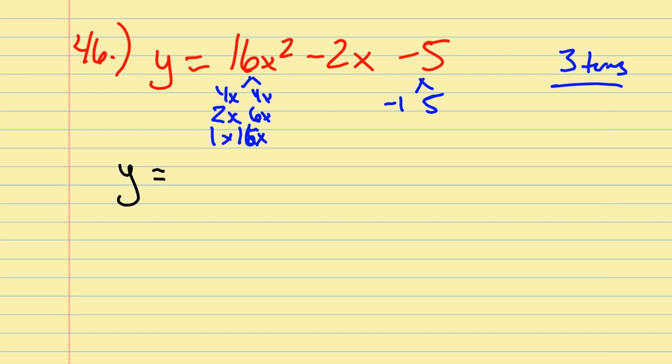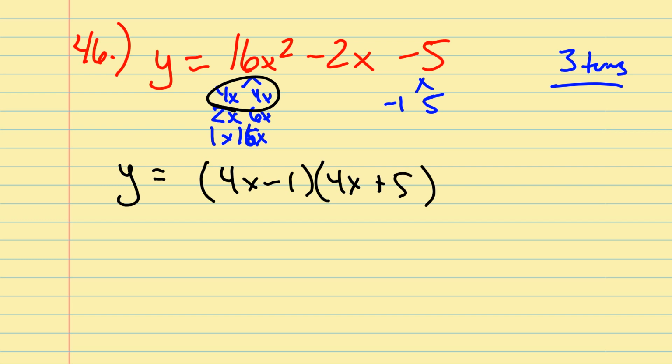So I'm going to say y equals, and I'm going to try 4x and 4x first. 4x minus 1, 4x plus 5. I get 20x minus 4x is 16x. Not what I want, so I get to cross off 4x and 4x. I don't have to flip it because 4x and 4x are the same. So I already know 4x and 4x doesn't work.